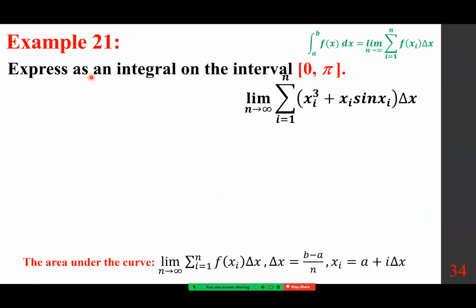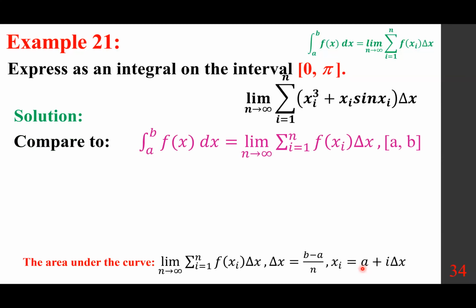We want to express this expression as an integral on the interval from 0 to pi. Recall, we are saying the integral of f of x dx as it goes from a to b is the limit of this Riemann sum as n goes to infinity. So that represents the area under the curve as long as it's non-negative and it's continuous. So first and foremost, let us compare. So we are going to put this next to it. So compare these two.